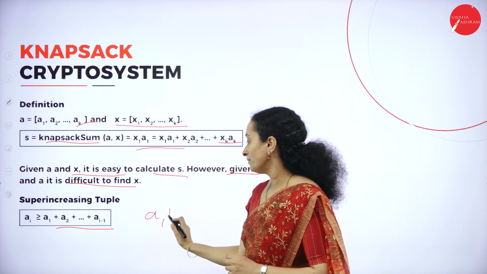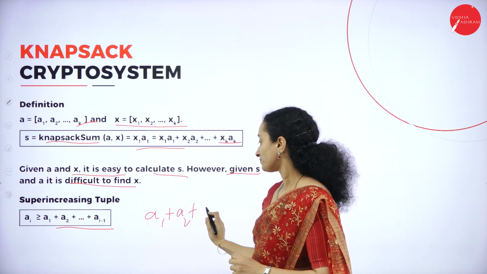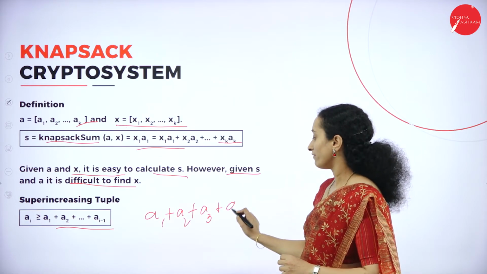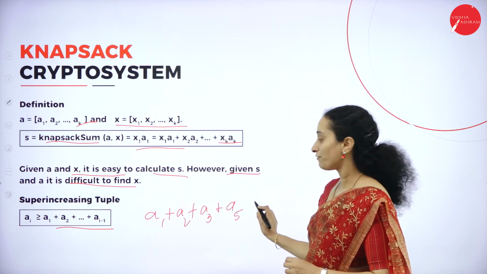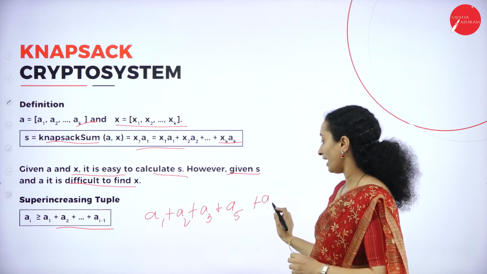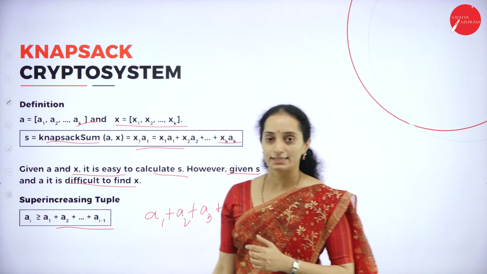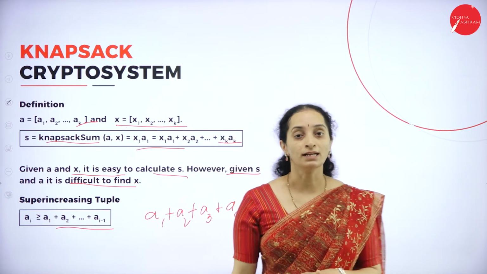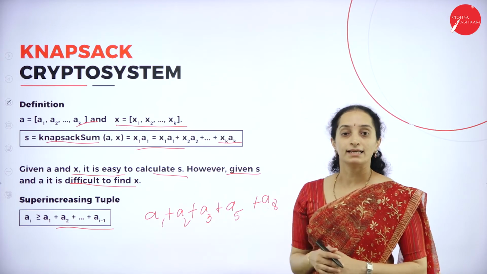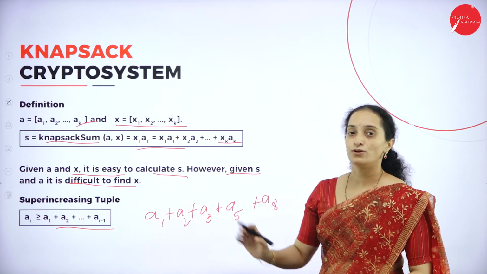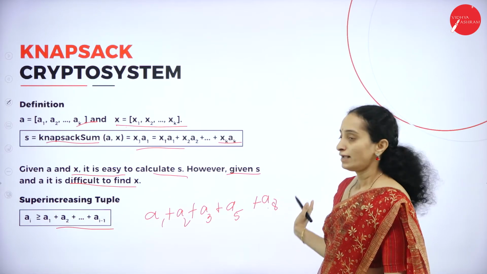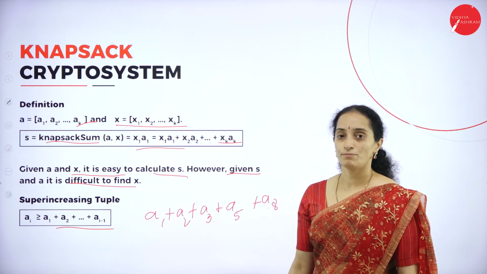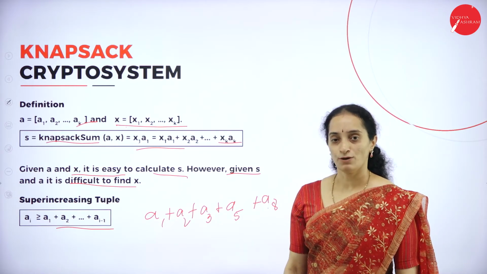We have a1 plus a2, then a3. This will be the sum of the previous two. Then we will have 3 plus 2, 5. Then 5 plus 3, 8. It will be a super increasing tuple. While doing the inverse knapsack sum function, we go in decreasing order, from the highest value to the lowest value, from i minus 1 down to a1.